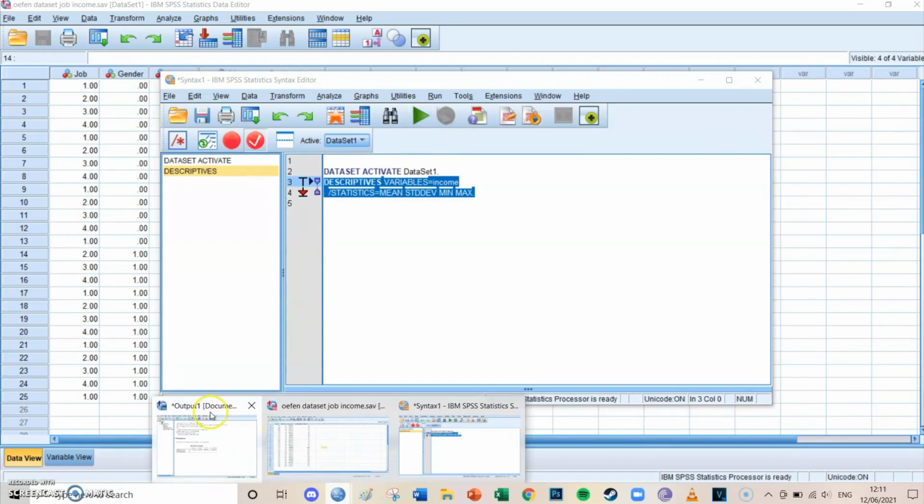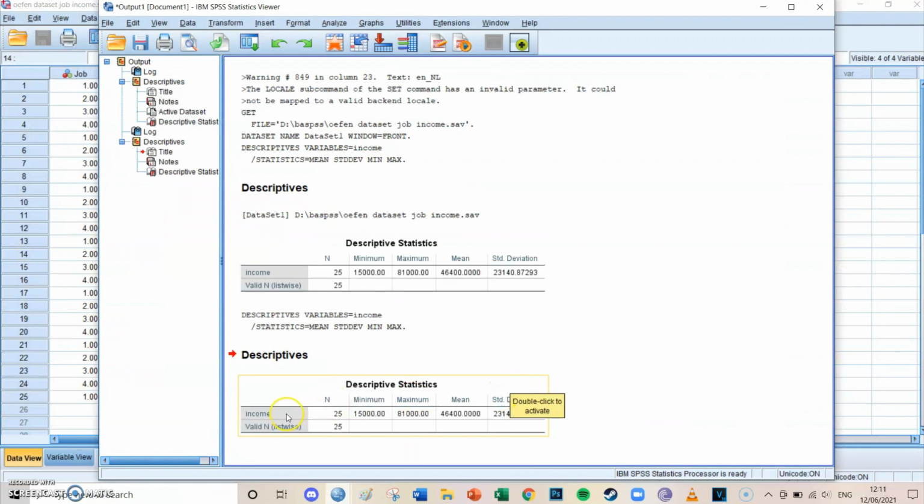And then it opens a new output screen, and you can see that for income, the mean, so the average income, is 46,400. And a plane is flying over, apologies for the noise. So the average of this sample is 46,400. And as I said, this is an example, the average of the Netherlands is 50,000. So we can already quickly determine that the average income of our sample is lower than the population average, which is 50,000. But what we want to know is whether this is a significant difference.